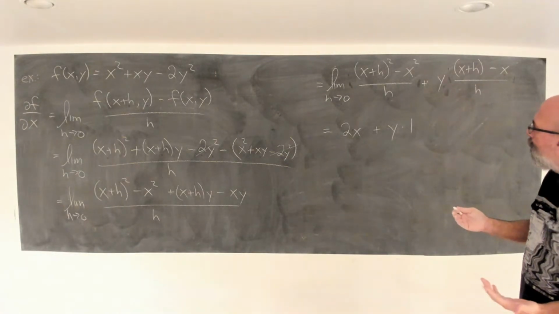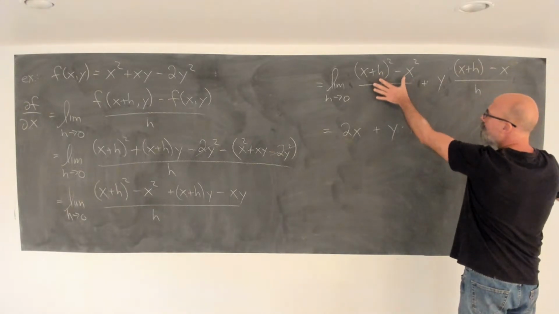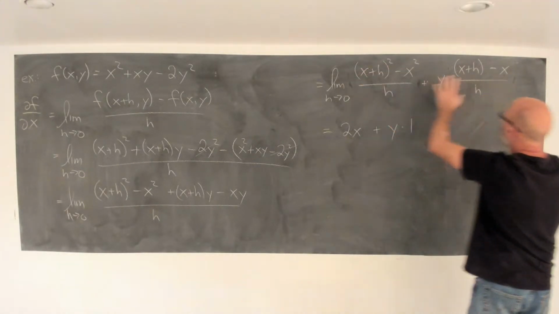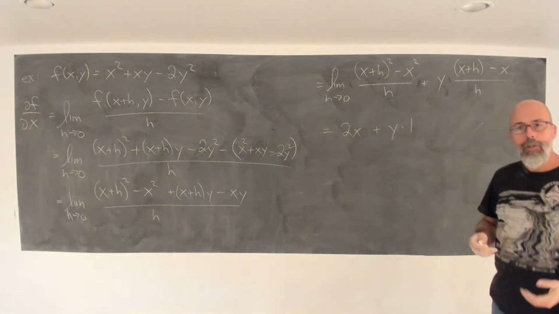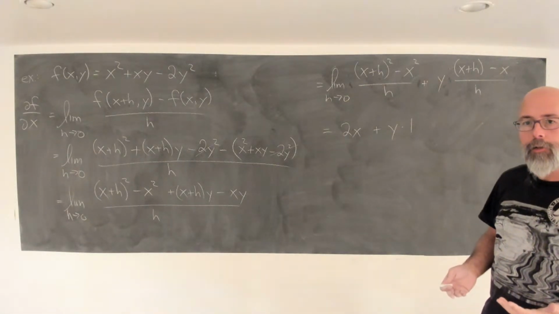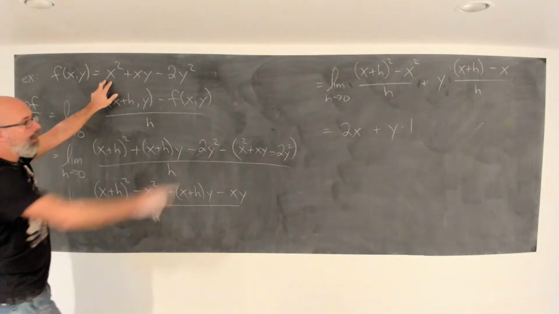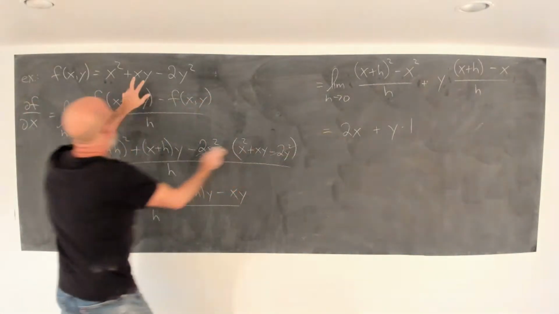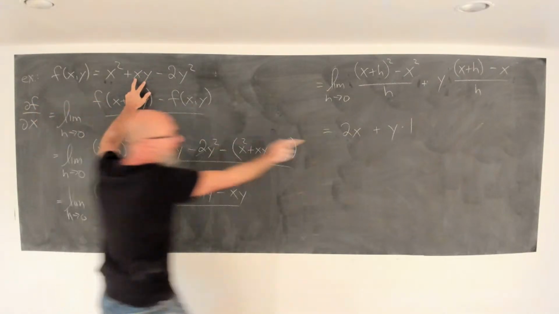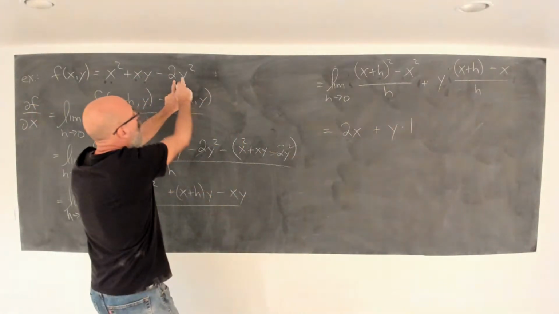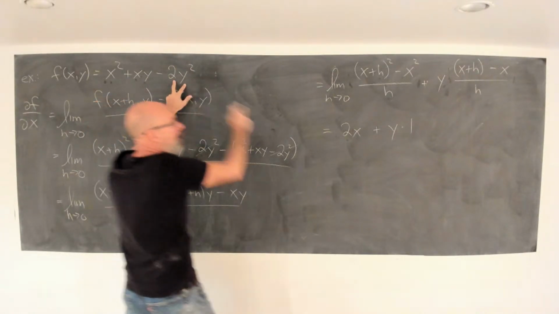So what's happening? The x's are being differentiated and the y's are being treated as constants, right? If you differentiate x squared, you get 2x. Here, y is treated as a constant. The derivative of x is 1. y is being treated as a constant. The derivative of this is 0.